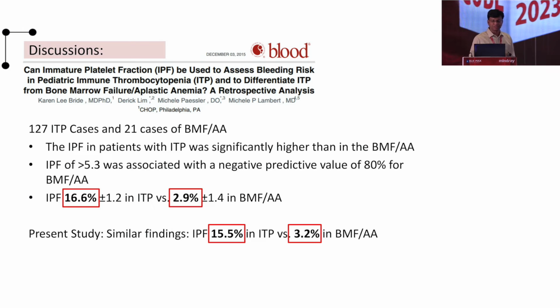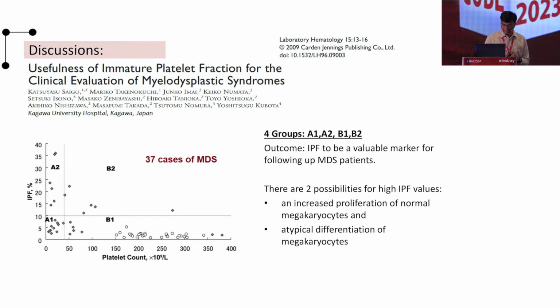And this is a study done in Philadelphia. They included 127 ITP cases and 21 cases of bone marrow failure or aplastic anemia. And the findings were almost the same as what we got in our study. For IPF in ITP there they got 16.6% as a mean, and we got 15.5. And in bone marrow failure or aplastic anemia, they got around 2.9%. We got around 3.2%.